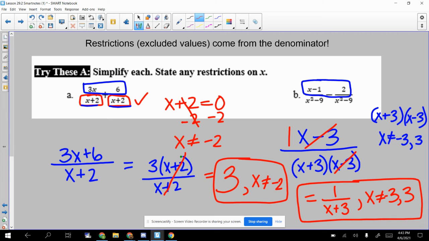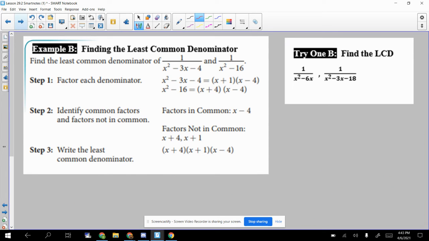Okay, so be careful with those, but those ones should be a little bit easier because, again, they have a common denominator already. Okay, let's keep moving here. Another example, B, is finding the least common denominator now when they do not already have the same denominator. Look at this example: we have 1 over x squared minus 3x minus 4 and 1 over x squared minus 16, and they're asking you to find the least common denominator.